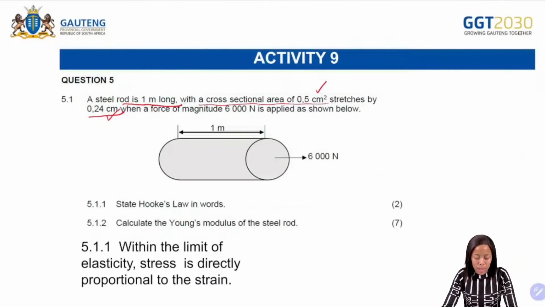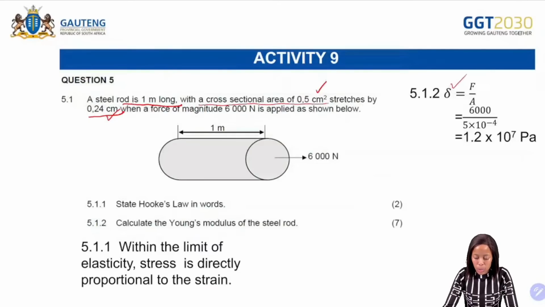Welcome back, learners. So now let us continue with 5.1.2. It says calculate the Young modulus of the steel rod. So what are we going to do there? It means that we must now know the formula of stress. We have a force of magnitude 6,000, and we also have the area of 0.5 centimeters squared.